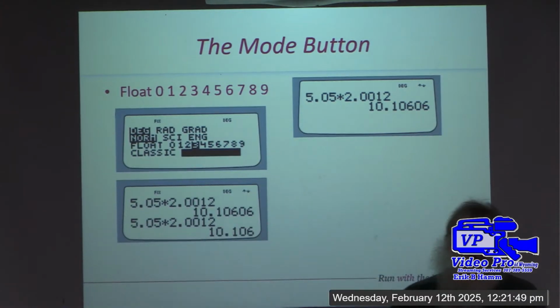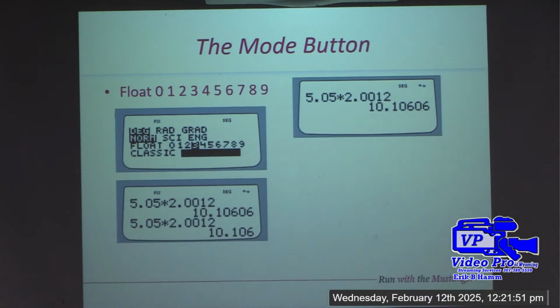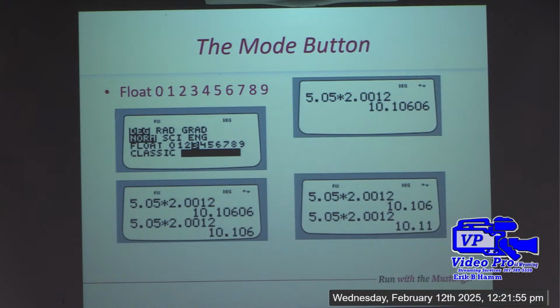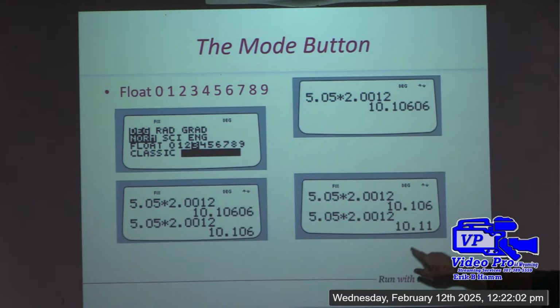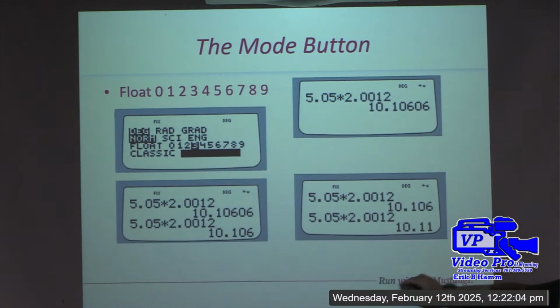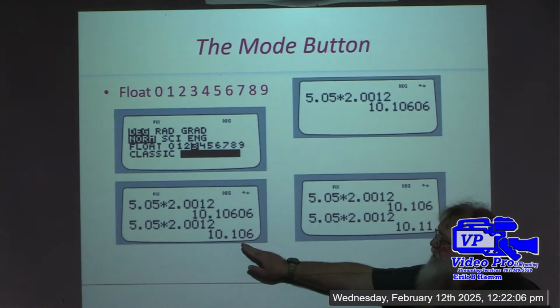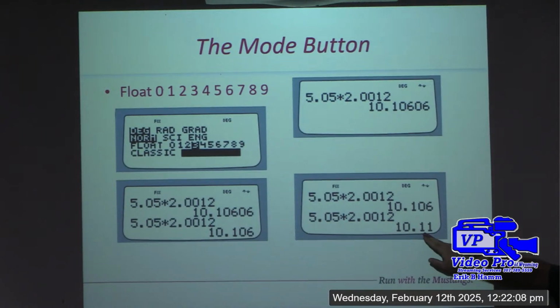If we fix this to 2 place values, do that next. Here I fixed it to 2 place values, and you always tell when it's fixed, it has a little FIX up here, so it's fixed. And you see I got 2 place values. Well, if you look at the last answer, it was 0.106. Now we come up with 0.11. Why 0.11? Because it looked at the 3rd place value, it was 5 or above, and it rounded up.